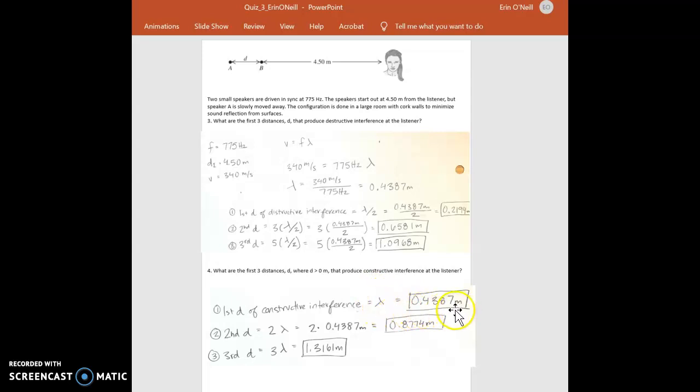Okay, one wavelength away is at 0.4387 meters away, we already solved for that. You would have a constructive interference. Again, a second wavelength is just multiplying that by 2, and then our third is by 3. So that one was pretty simple. So it's at these points that you would have constructive interference.